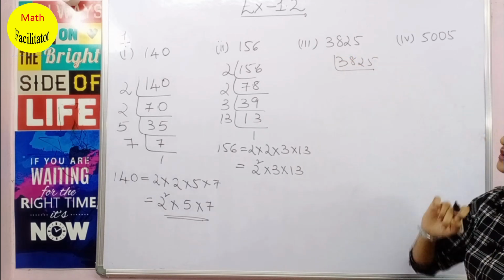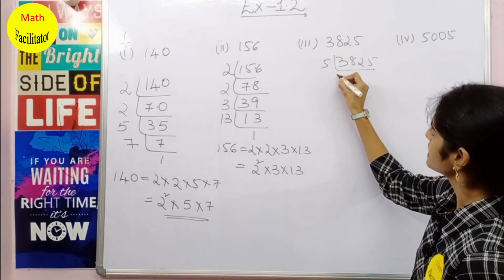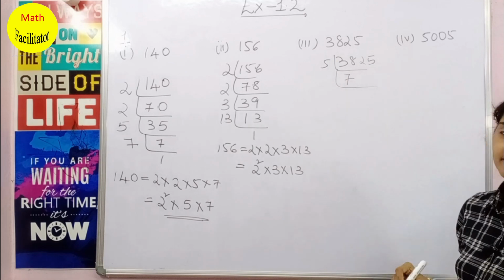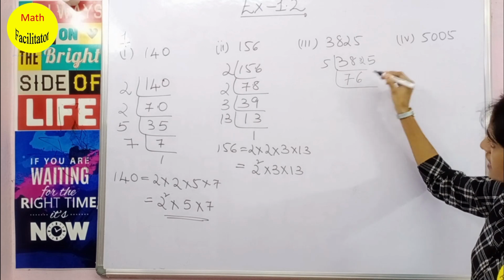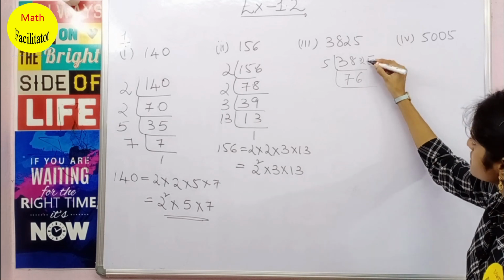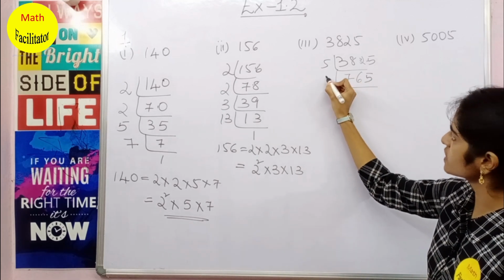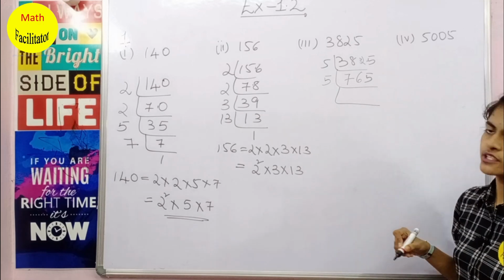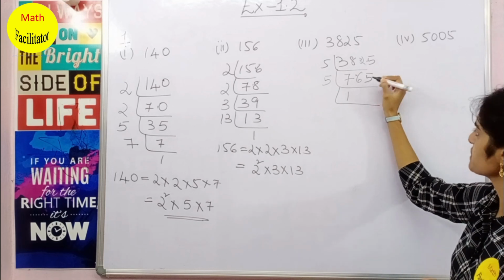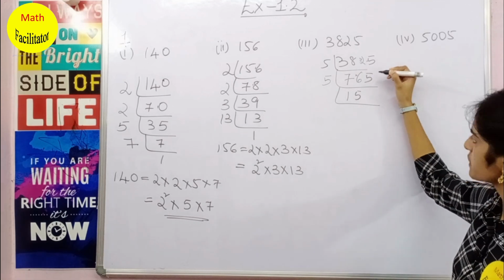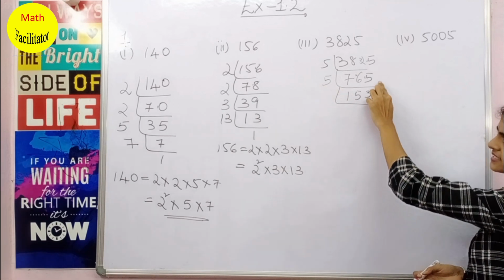Now seeing 5 in the units digit, immediately I think of the 5 table. So taking the 5 table, 5 7s are 35. So 3 is a remainder, so this becomes 32. So 5 6s are 30. Now 2 is a remainder, this becomes 25. So 5 5s are 25. Clear? So again you have 5 in the units digit, so let us take the 5 table again. So 5 1s are 5, 2 is a remainder. So this becomes 26. Now 5 5s are 25. So 1 is the remainder. Now 15, that means you can write 5 3s are 15.